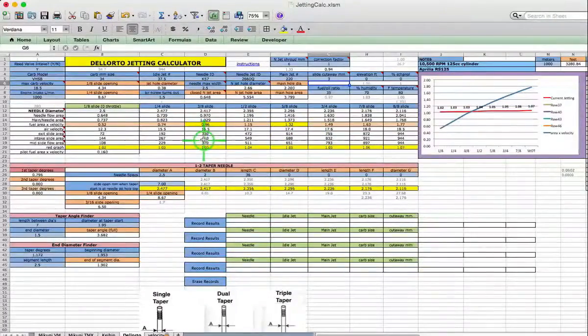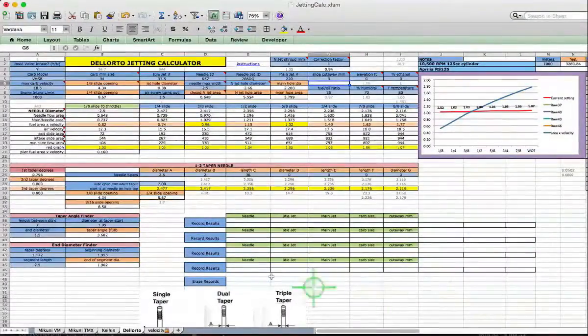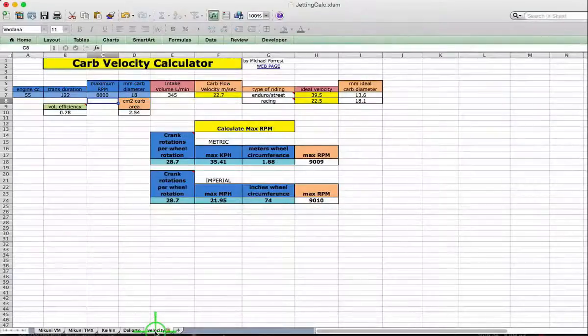Okay, so yeah, relatively easy to use. On this calculator, if you look at the bottom left, you've got all these tabs out here. I've got 5 tabs. The very last one says velocity. If you click on it, you come to the velocity page, which calculates the air velocity through the carburetor.